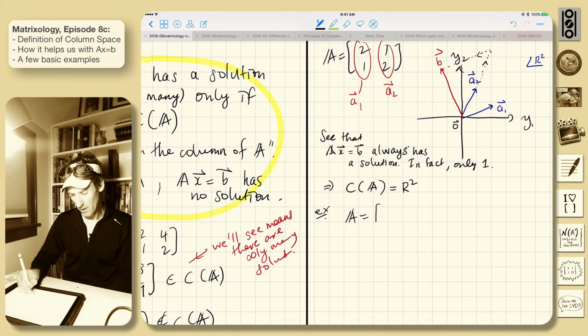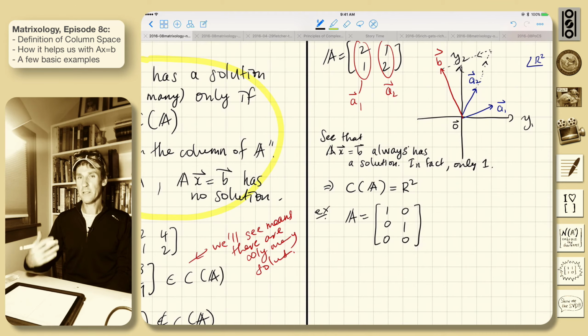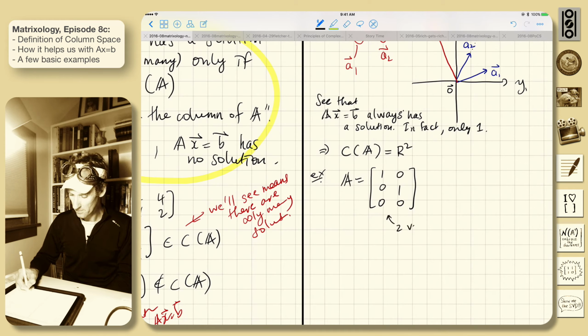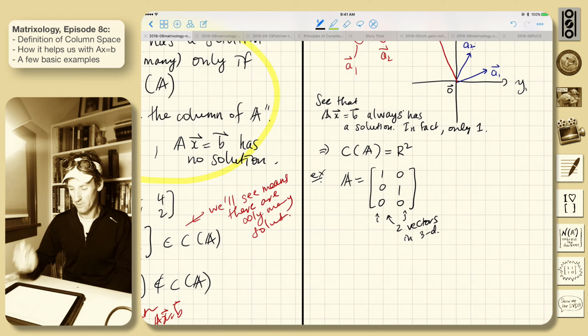Again, we're going to have to figure out a method for understanding, for extracting column space. Some big messy matrix, we need to know what's going on. So 2 columns, 3 dimensions. These are 2 vectors in 3 dimensions. They're different. You can actually see this is really i hat and j hat if you use that notation.